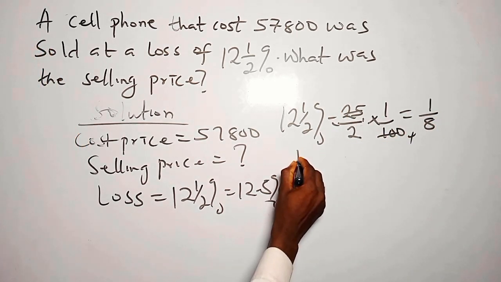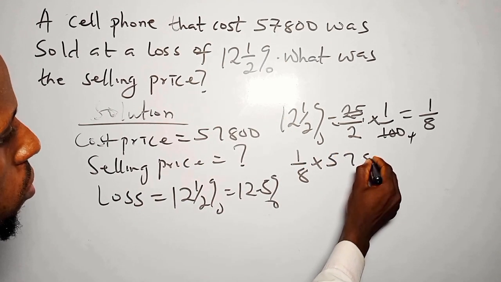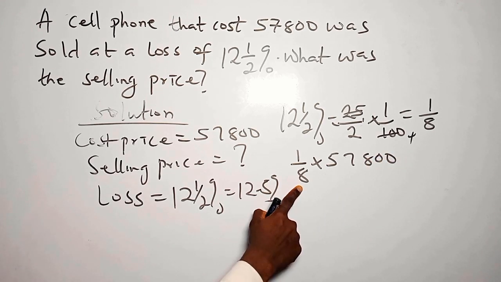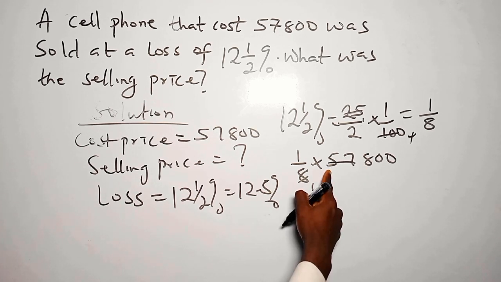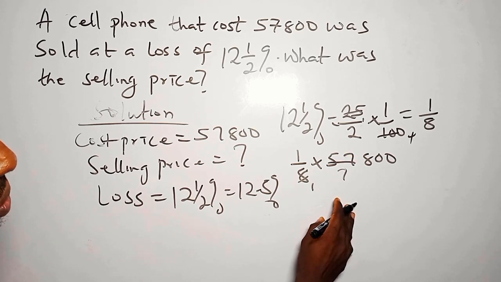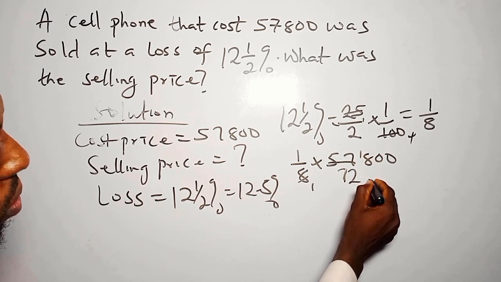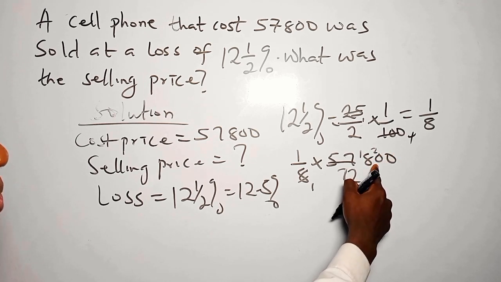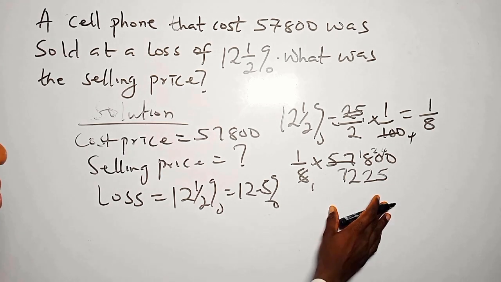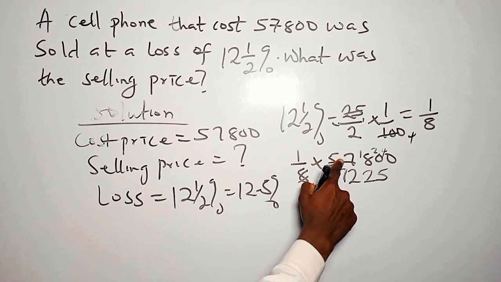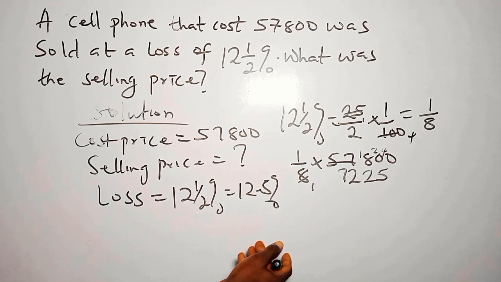So we now say 1 over 8 times 57,800. From here we simplify. 8 times 7 is 56, so we have 1. 8 times 2 is 16, so we have 2. 8 times 2 is 16, so we have 4. 8 times 5 is 40. So we multiply these, and we have 7,225 as the loss on the item.